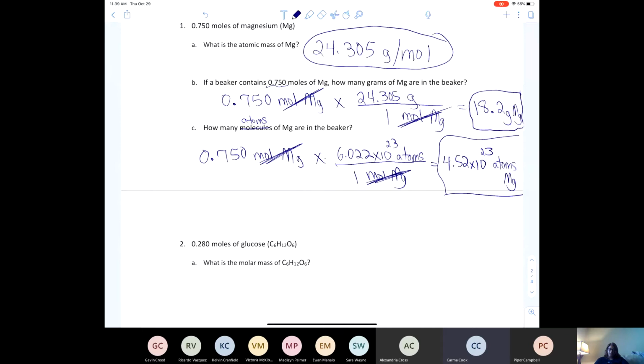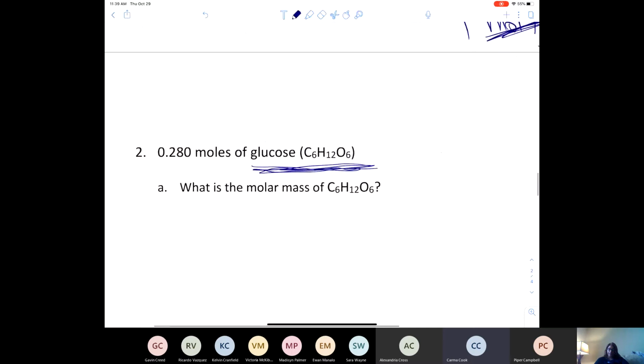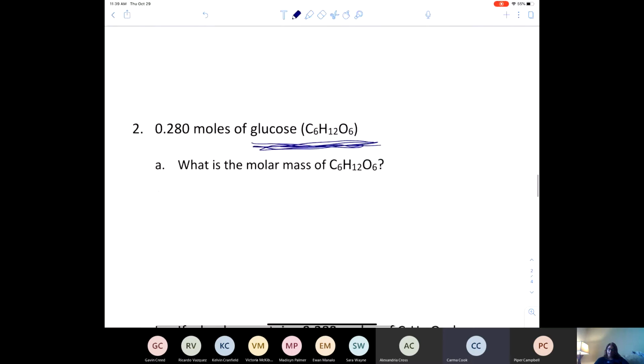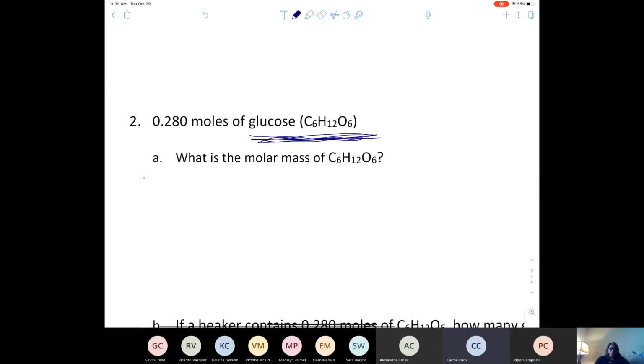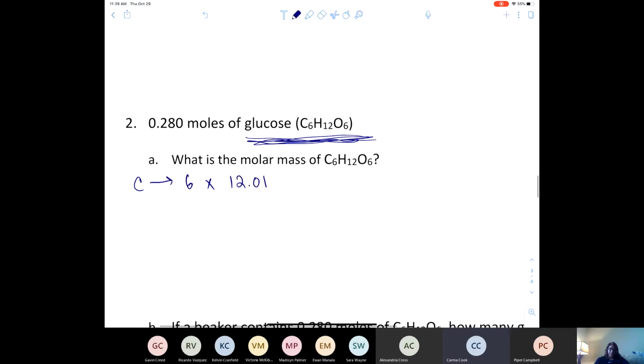Next, we have a molecule, which is a molecular compound, glucose, whose formula is C6H12O6. So by this being a compound, we've got to use the periodic table and the atomic masses for each atom and multiply that atomic mass by the number of those atoms that are in the formula. So glucose consists of carbon, hydrogen, and oxygen. There are 6 carbons, 12 hydrogens, and 6 oxygens.